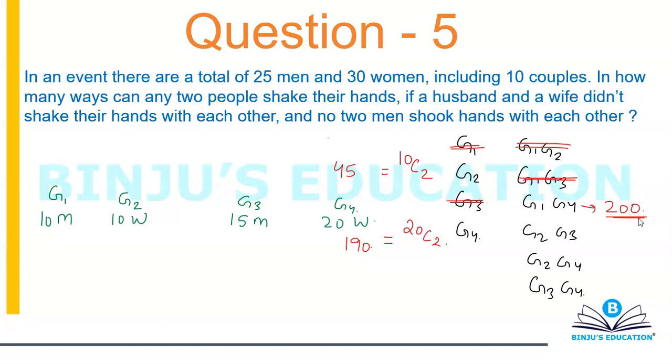Then G2 and G3, that is 10 into 15, which is 150, because one woman here is going to shake her hand with 15 men here. The second is also 15, the third is also 15, so 15 into 10 is again 150. Then we have G2, G4, that is 10 and 20, which is equal to 200. And then we have G3, G4, 15 and 20, which is equal to 300.